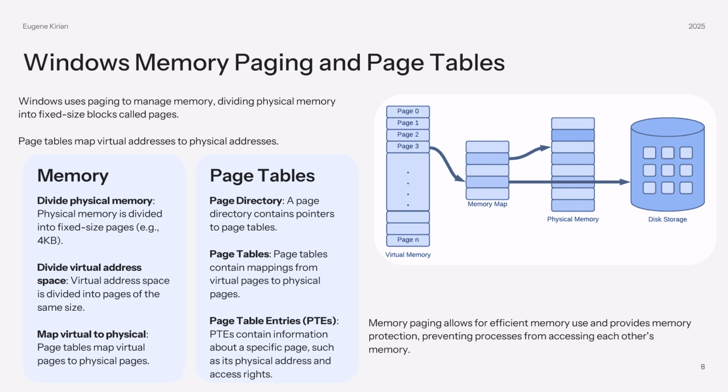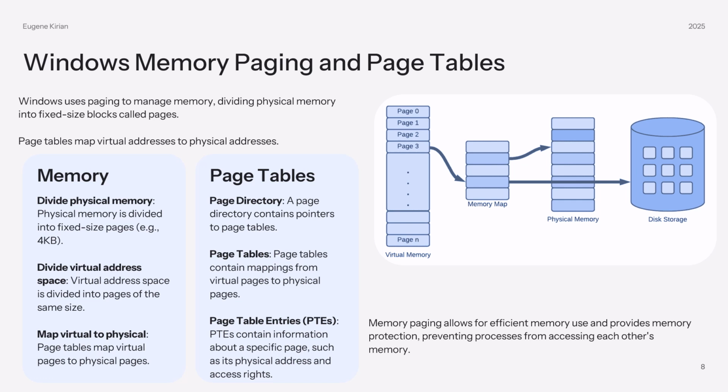The idea is simple. Both physical memory and the virtual address space are divided into fixed-size blocks called pages, typically 4 kilobytes in size. Page tables are then used to map these virtual pages to physical pages, allowing multiple virtual addresses to point to the same physical location in memory. But how does it work?